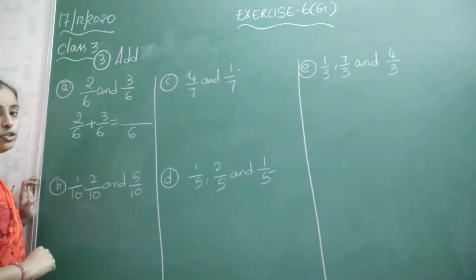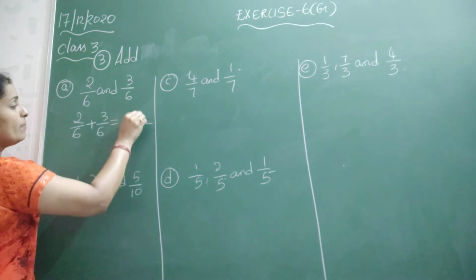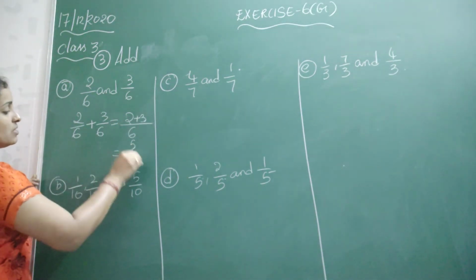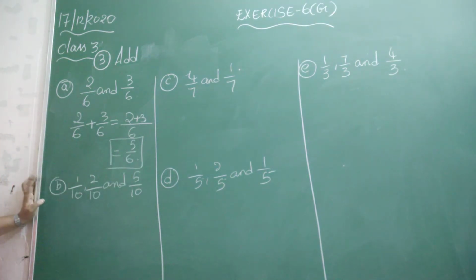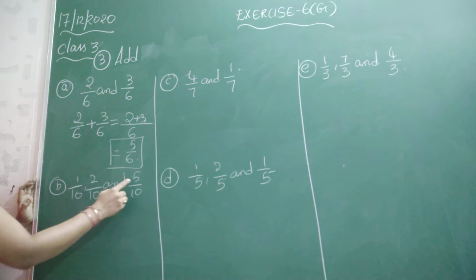Now what we need to do? We need to add the numerator. That is 2 plus 3. How much? 2 plus 3 is 5 by 6, which is the required answer. Now look at the next question. So look at your 1 upon 10, 2 upon 10 and 5 upon 10.